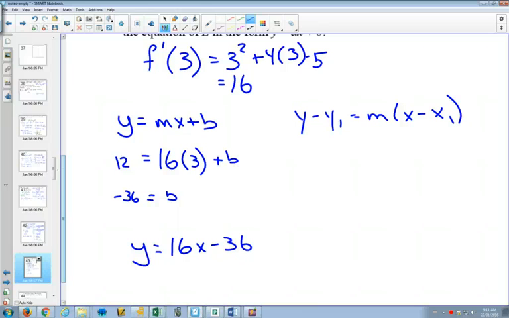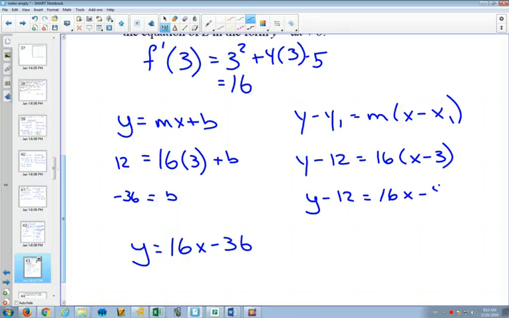If you're used to using the point slope formula, you plug in your point. You know that y is 12 when x is 3. And you get the same equation either way.